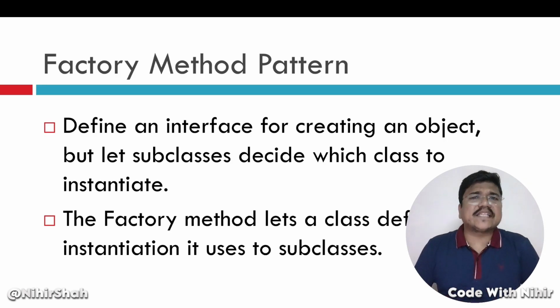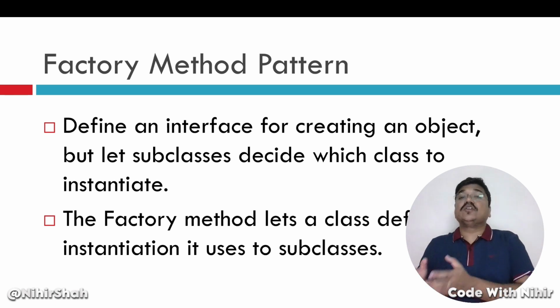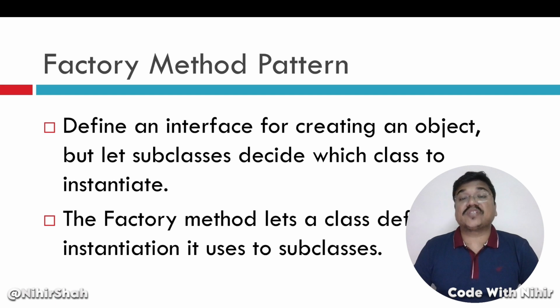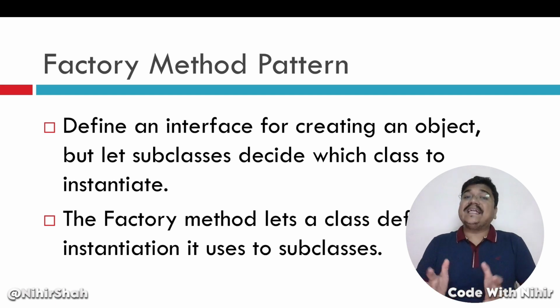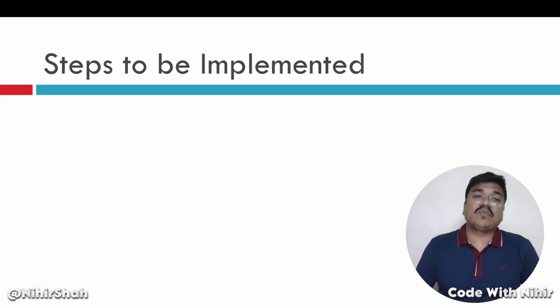First, let's understand what the factory method pattern is. It defines an interface for creating an object, but lets the subclasses decide which class to instantiate. So the entire responsibility of instantiation is given to the subclasses. How it is done, that we will look at now.